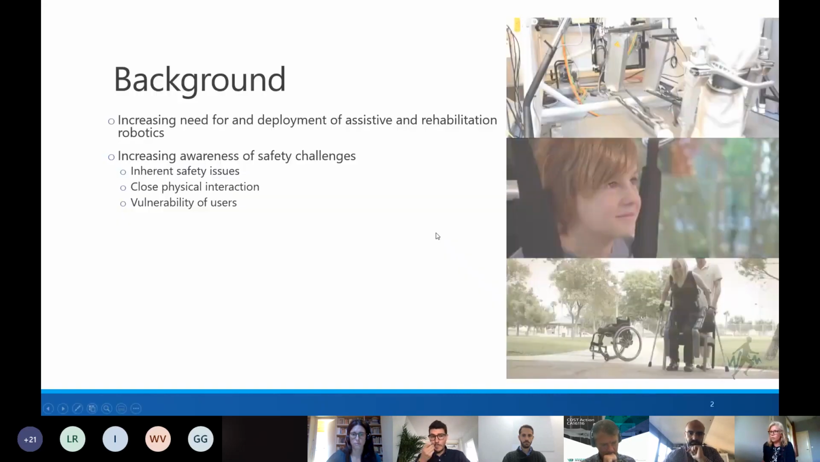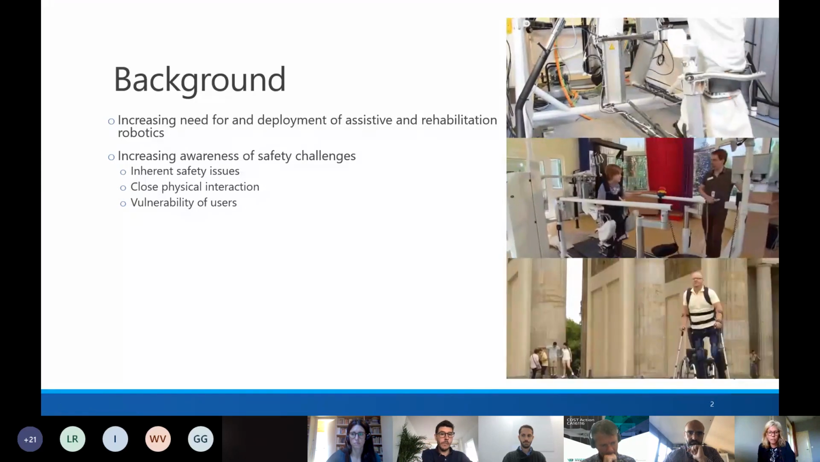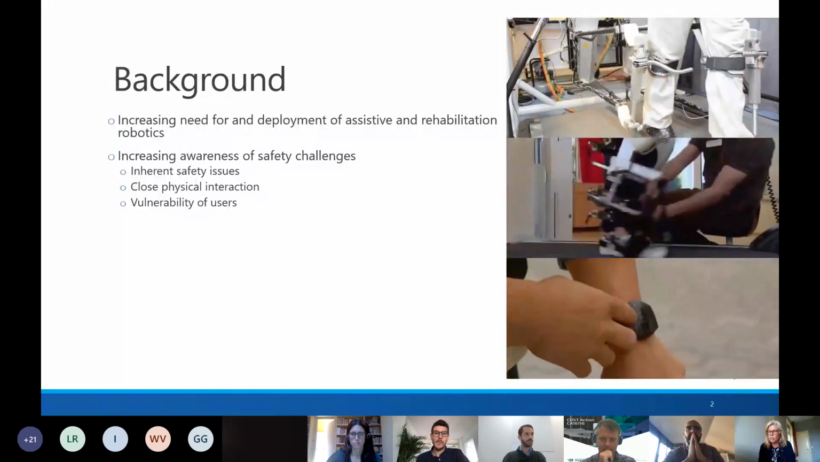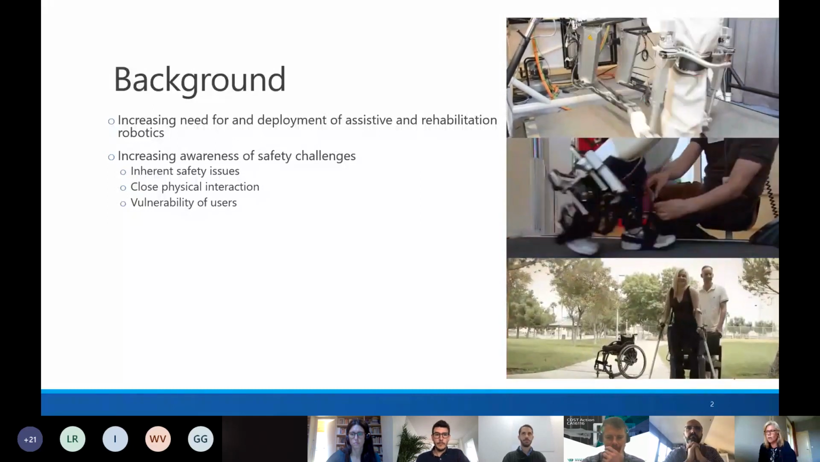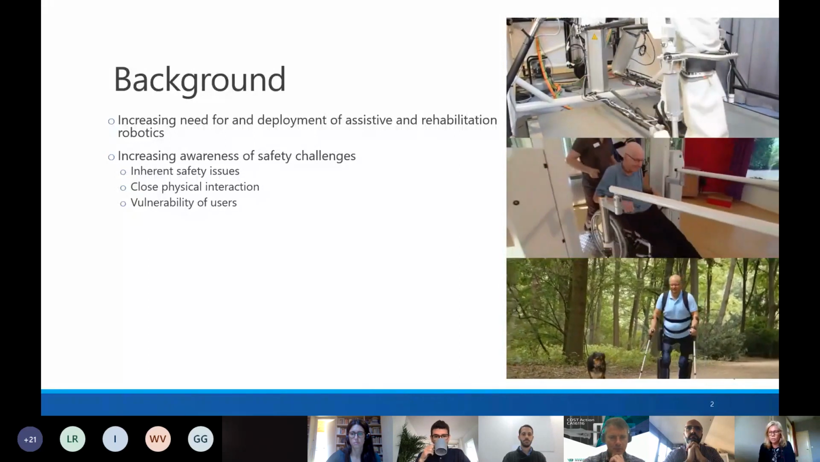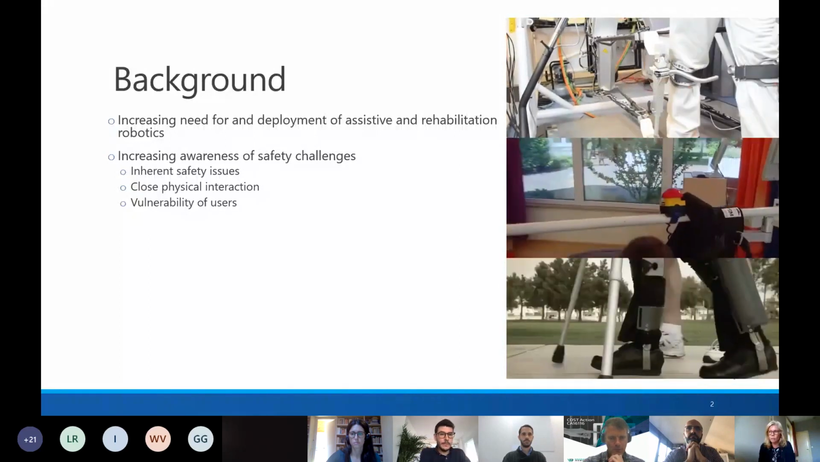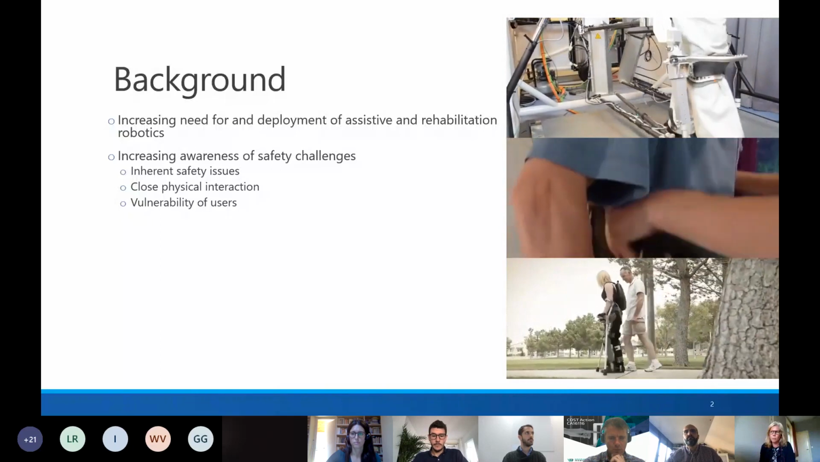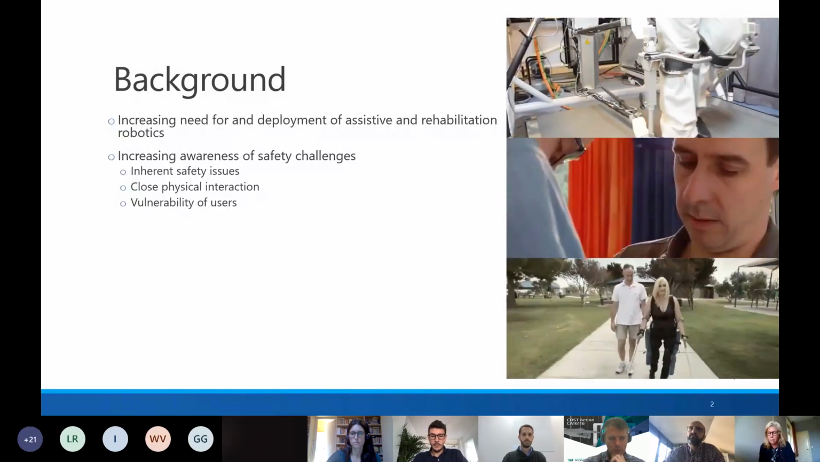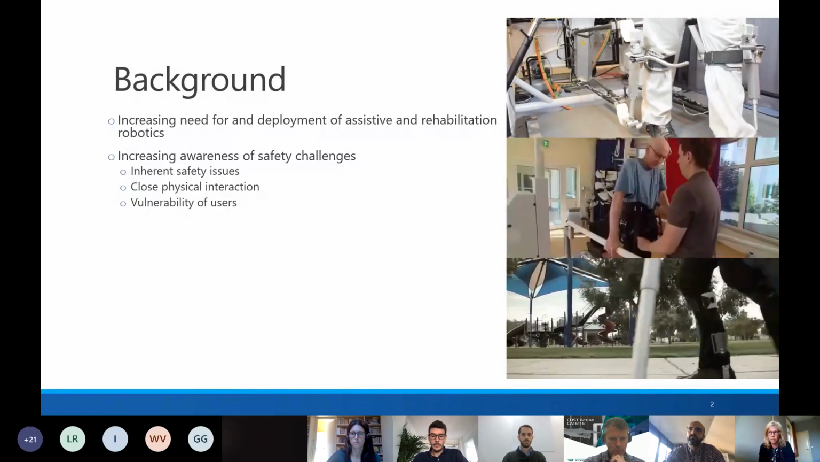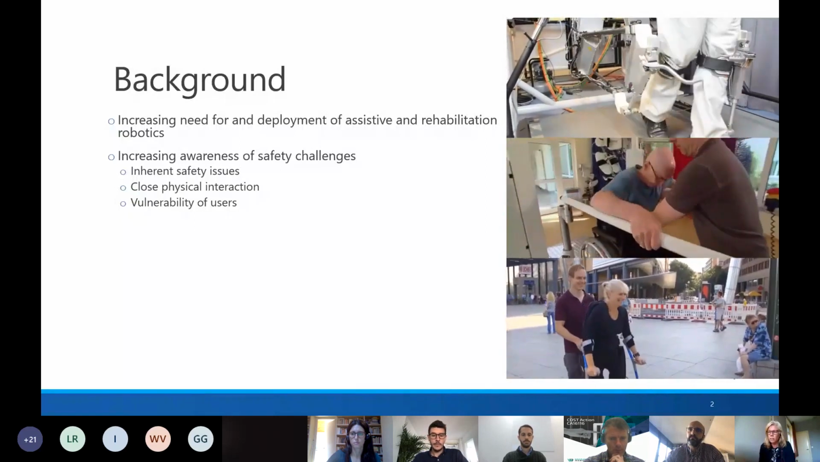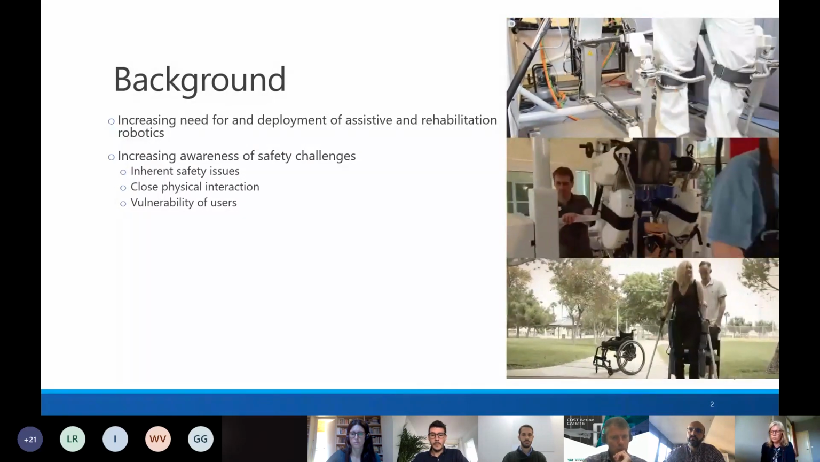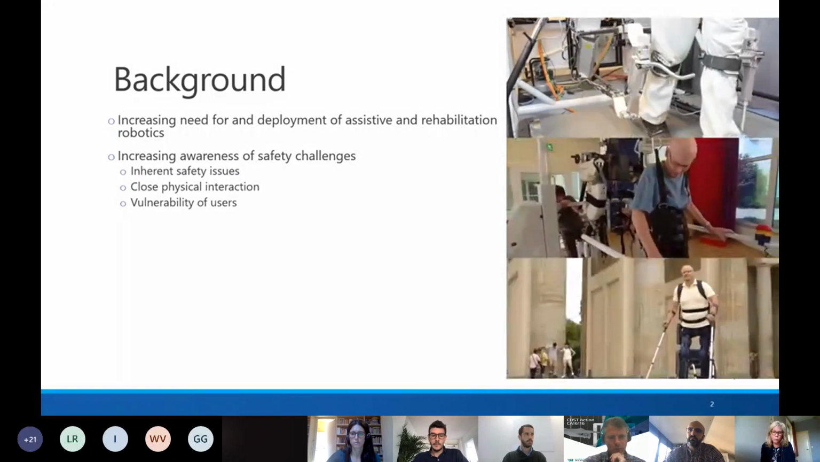So to start off, a little bit of the background that's probably not unfamiliar to the audience here, otherwise you wouldn't be here. With the increasing need that we have and the deployment of assistive and rehabilitation robotics, there's also currently an increasing awareness of safety challenges. And I think it's clear that there are some inherent safety issues, especially when you consider the close physical interaction of a patient or a user of a rehabilitation robot with the robot, obviously, and also the vulnerability of the users that are involved. So that makes it slightly different than other types of collaborative robots, which is the topic of the COVR project.